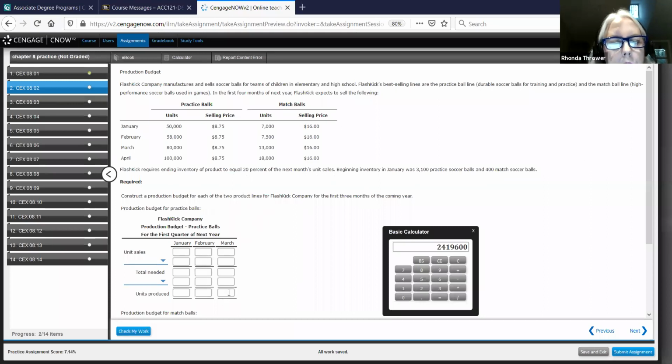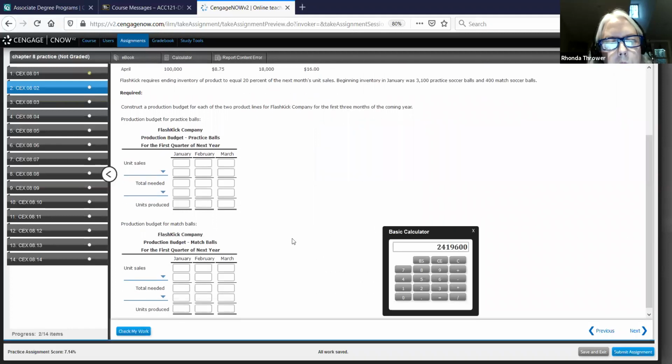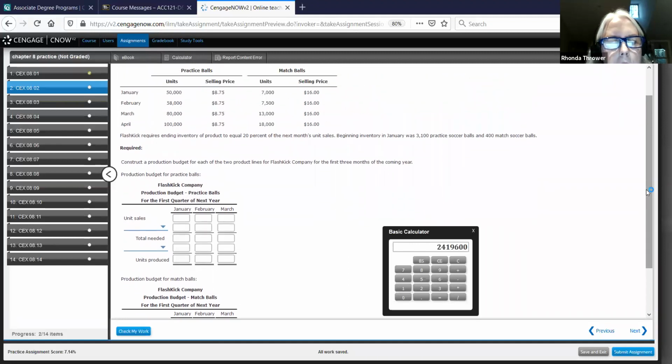All right, so first of all, we want to put in our unit sales that would come from the sales budget. And this production budget that we're doing is for practice balls to start with. Then we're going to do it for the match balls. And that's the only two that they're considering in this particular problem.